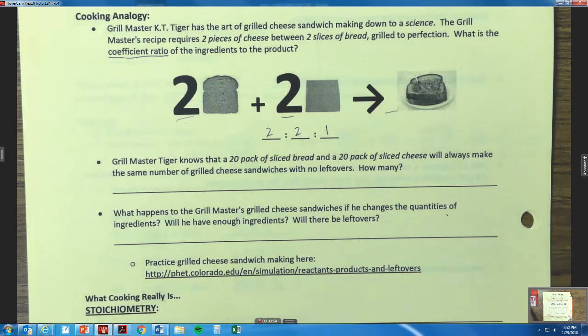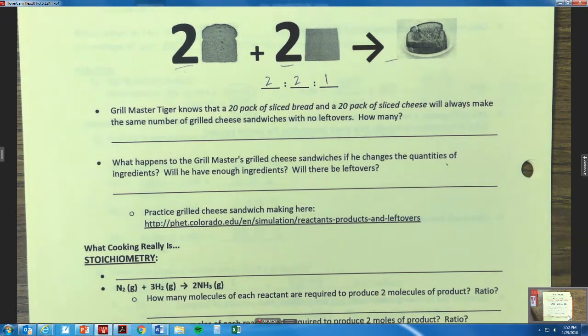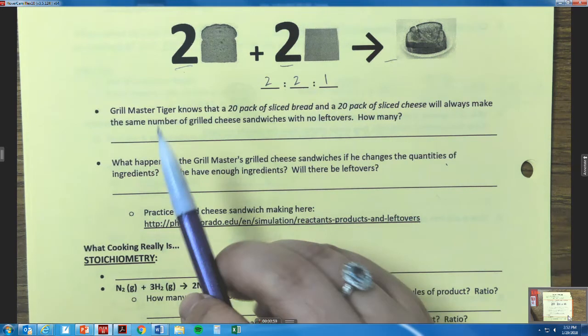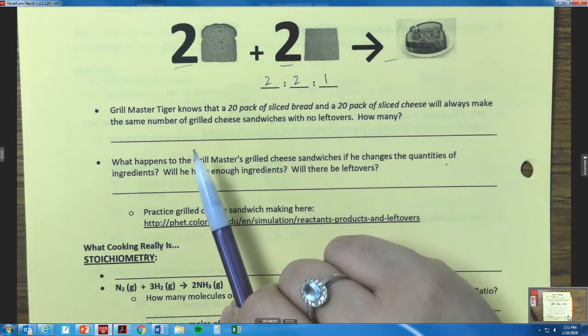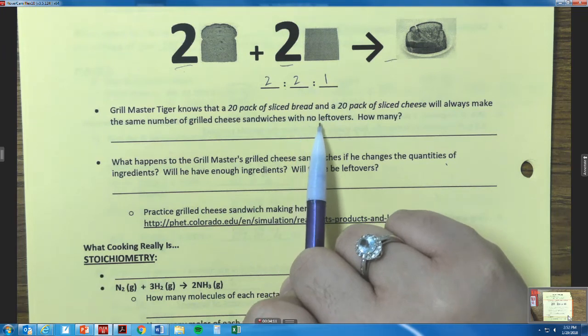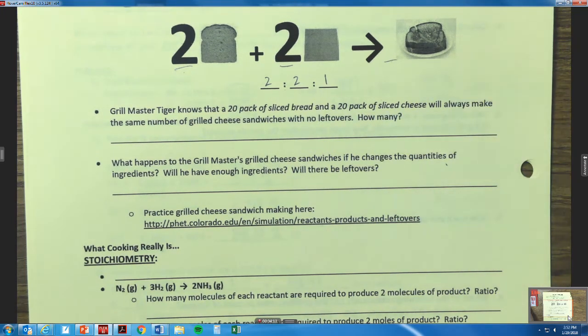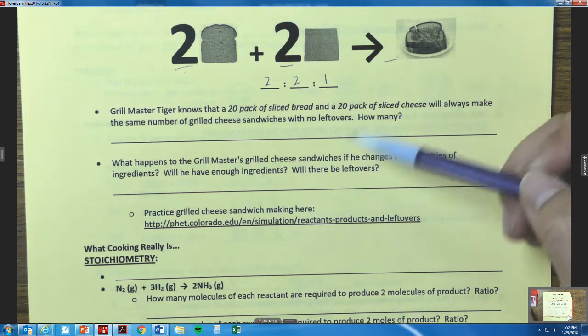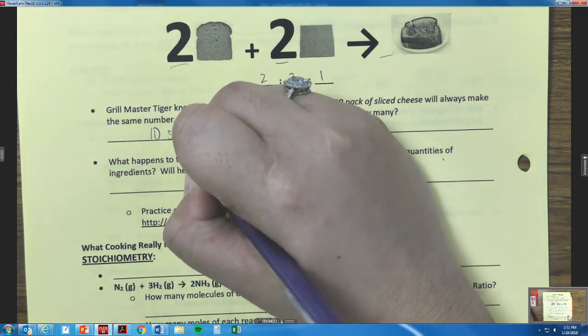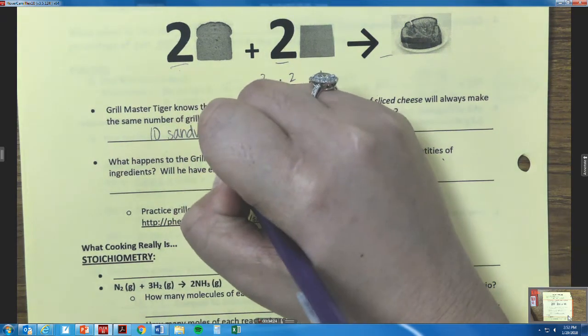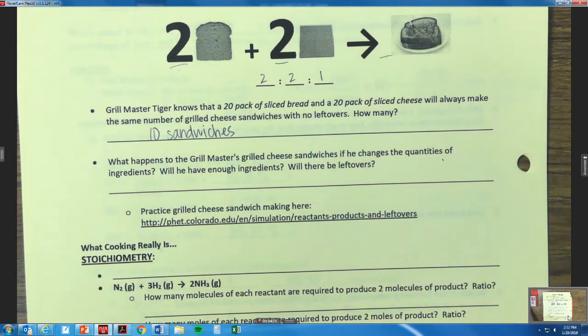Now that we know our ratio, Grillmaster Tiger knows that a 20-pack of sliced bread and a 20-pack of sliced cheese will always make the same number of grilled cheese sandwiches with no leftovers. If he has a 20-pack of sliced bread and cheese, how many can he make? He can make 10 sandwiches.